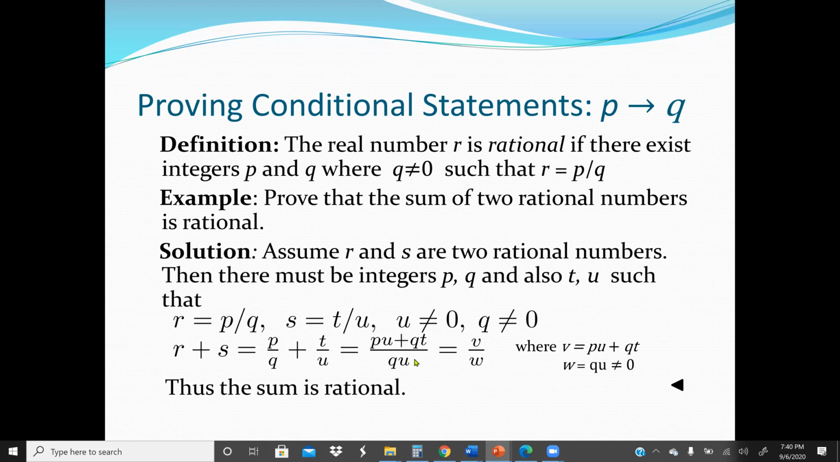So here you can say, okay, our answer will be V over W, only if V is PU plus QT and W is QU. And QU shouldn't be equal to 0. So here we can see that the sum is rational. And that's the definition also given to us.